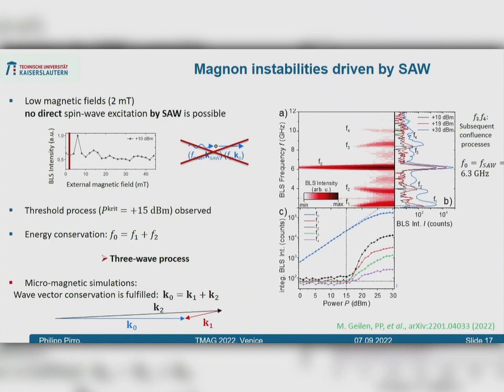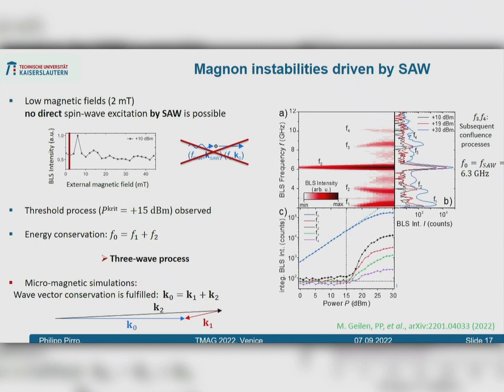So how do these magnon instabilities behave? We have 4-magnon scattering, which I don't show you today, but what I want to show you is the 3-magnon scattering. So you go to an external field where there is no direct linear excitation of magnons by the phonons possible, and then you increase the power more and more, and suddenly you see the appearance of many different additional magnon modes. And that really confirms that you have this nonlinear process. From the energy analysis of these 2 modes here, F1 and F2, you see that the energy conservation is fulfilled. So principally, one phonon here at F0 decays into 2 magnons, one at F2, one at F1. And from the micromagnetic simulations, we also see that the wave vector conservation in this system is fulfilled.